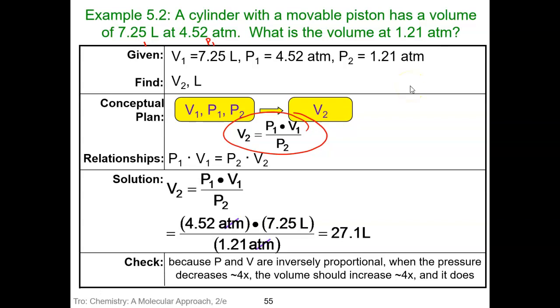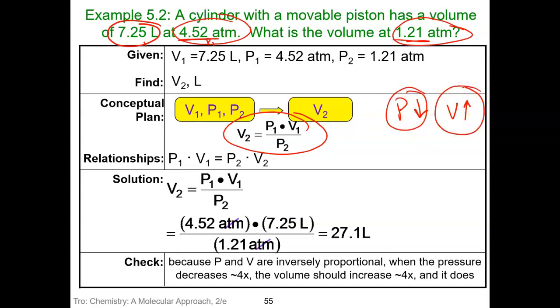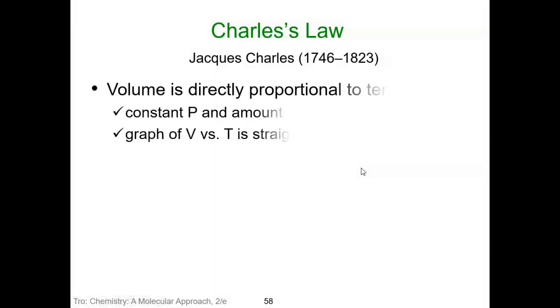It makes sense, again, if we look at this. Here's our second pressure, here's our first pressure. Our pressure went from 5 to 1, so our pressure decreased. So our volume should increase because they are inversely proportional, and indeed it did. Look, our volume was 7, now it's 21. Our volume did increase, and one increases and the other decreases by the same factor.